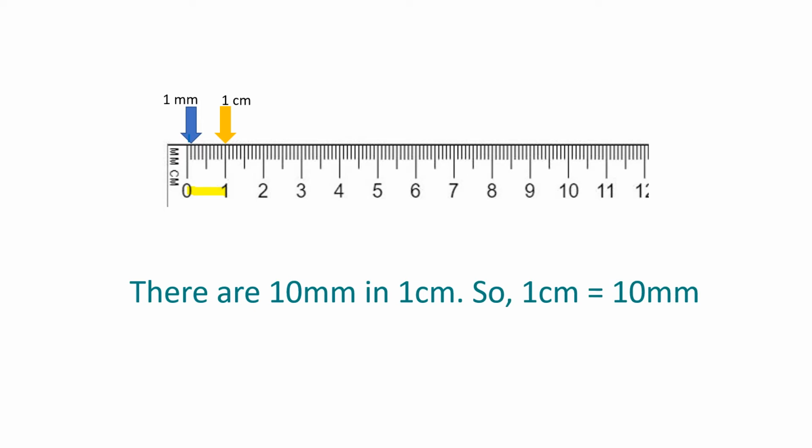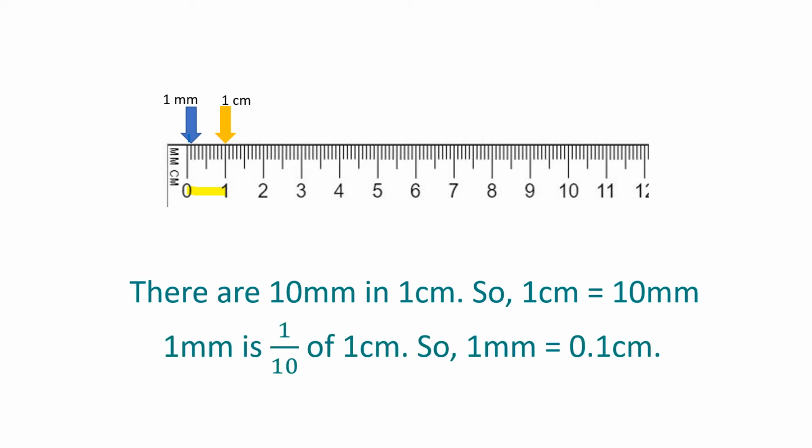There are 10 millimetres in 1 centimetre. So 1 centimetre is equivalent to 10 millimetres. 1 millimetre is 1/10 of 1 centimetre. So 1 millimetre is equivalent to 0.1 centimetres.